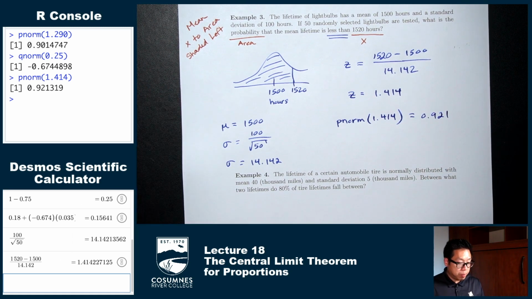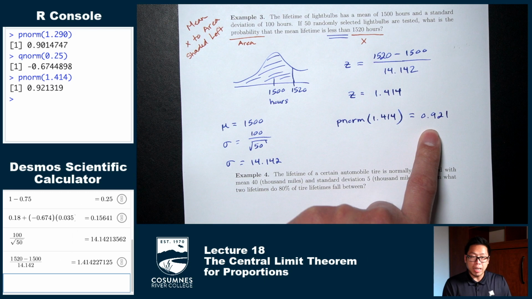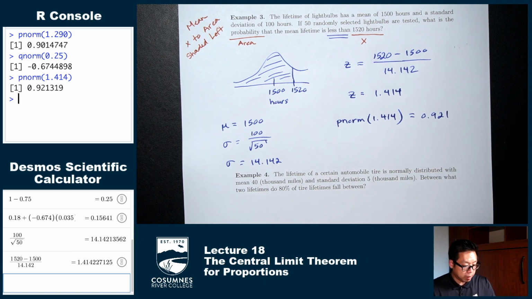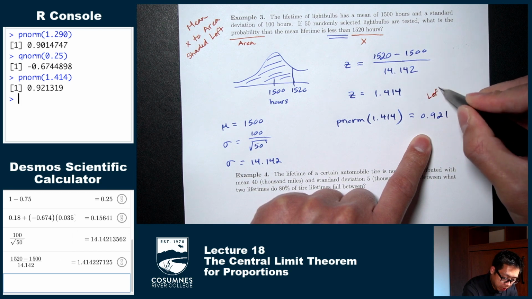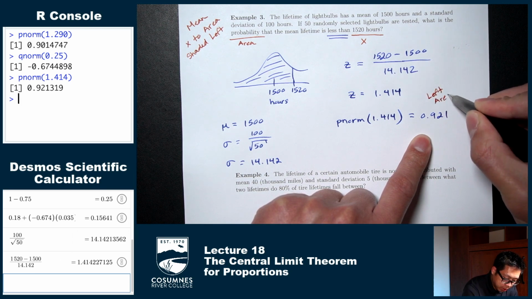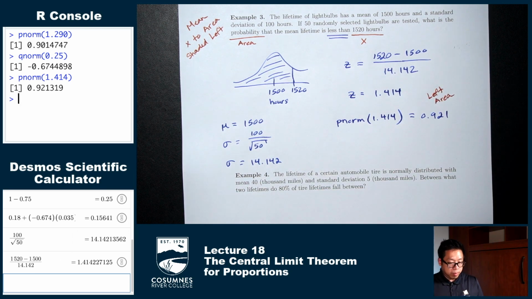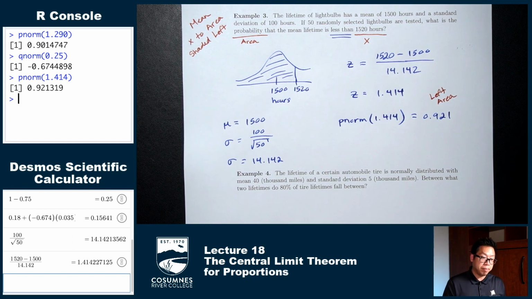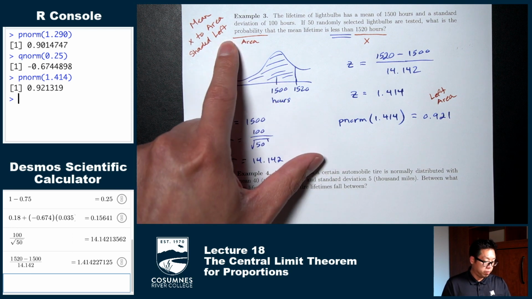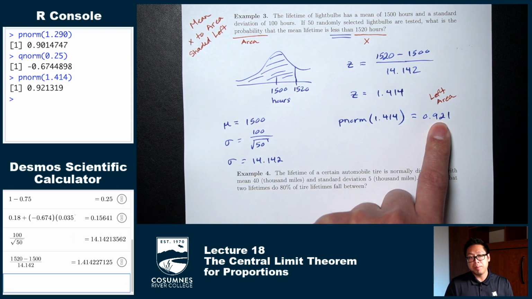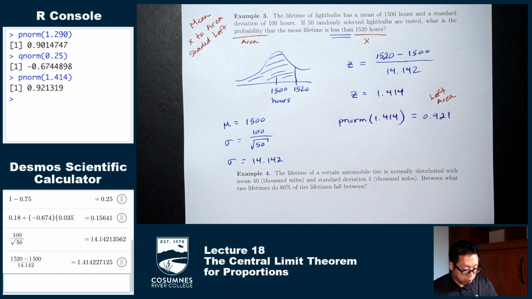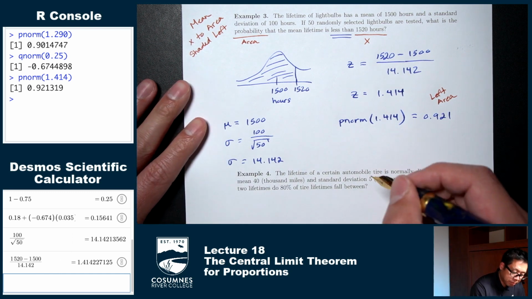So anytime you're doing a p-norm, you feed it a z, it outputs a left area. So that 0.921 is a left area. Okay, if you're looking for a left area, you're done. Are we looking for a left area? Yes, so we are looking for a left area. This is a left area, so we're done. So our final answer is 0.921.